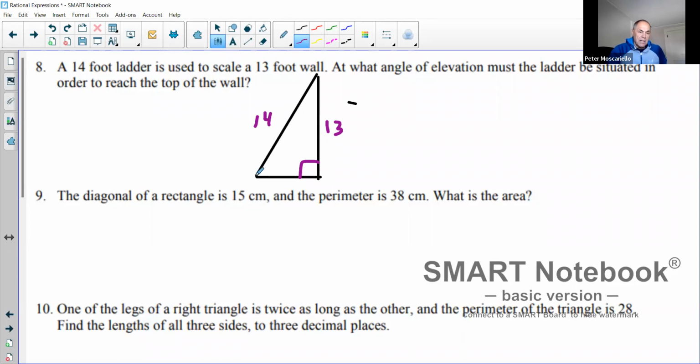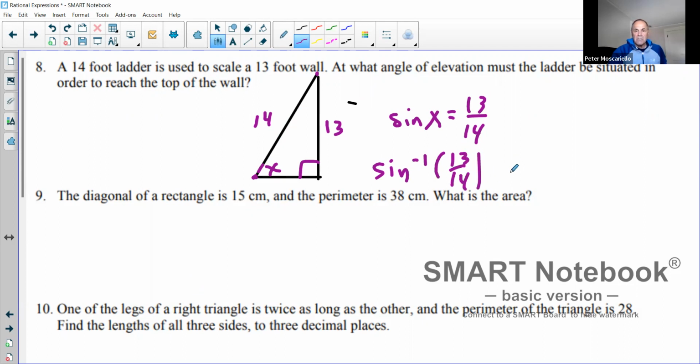Well, as I put up my ladder, here I am. This would be my line of sight for my landing point, and there's the horizontal. So that's the angle of elevation. So what have I got? I've got opposite, hypotenuse, I've got sine. So sine X equals 13 over 14. I'm solving for an angle, so it's inverse sine of 13/14 equals X. And just get 13/14, second inverse.